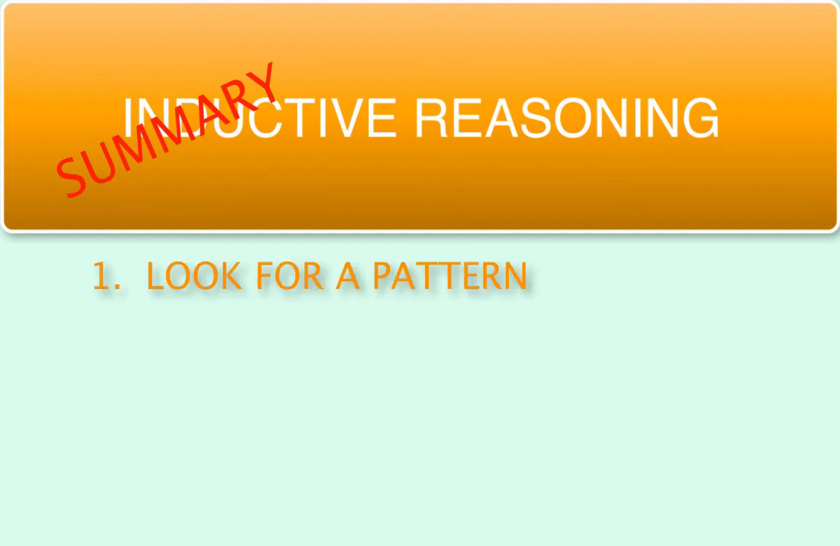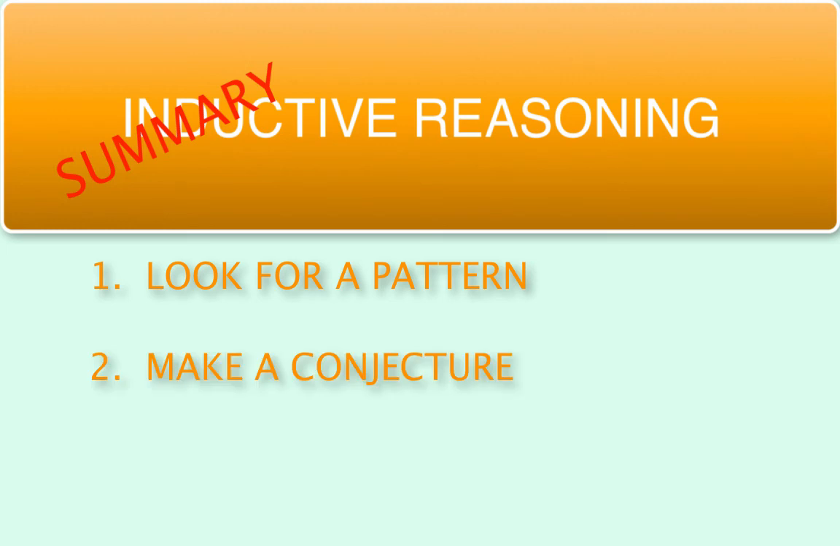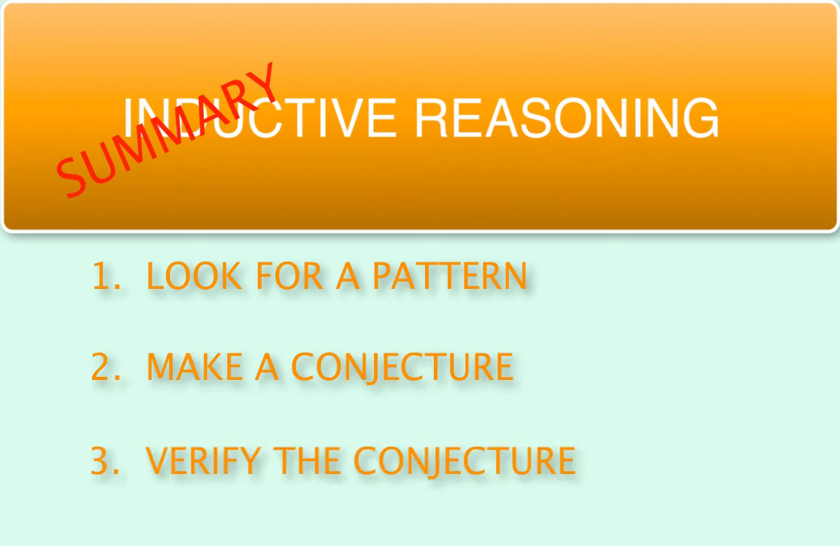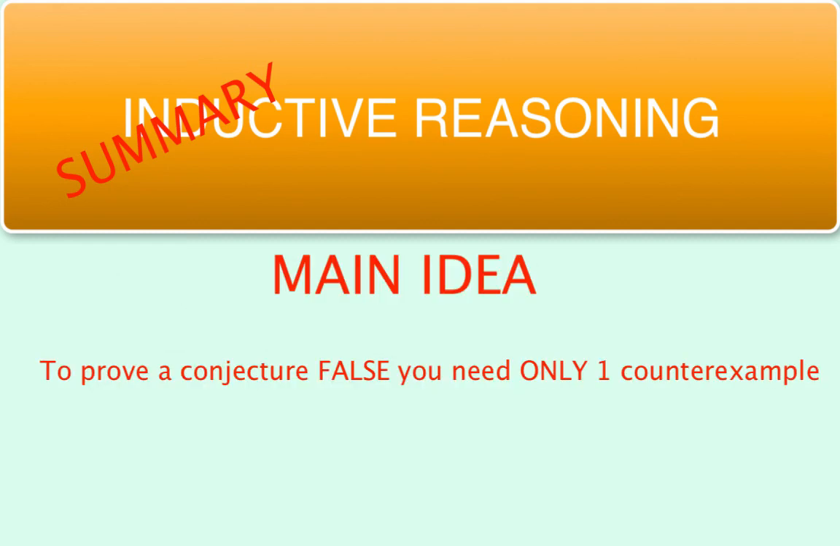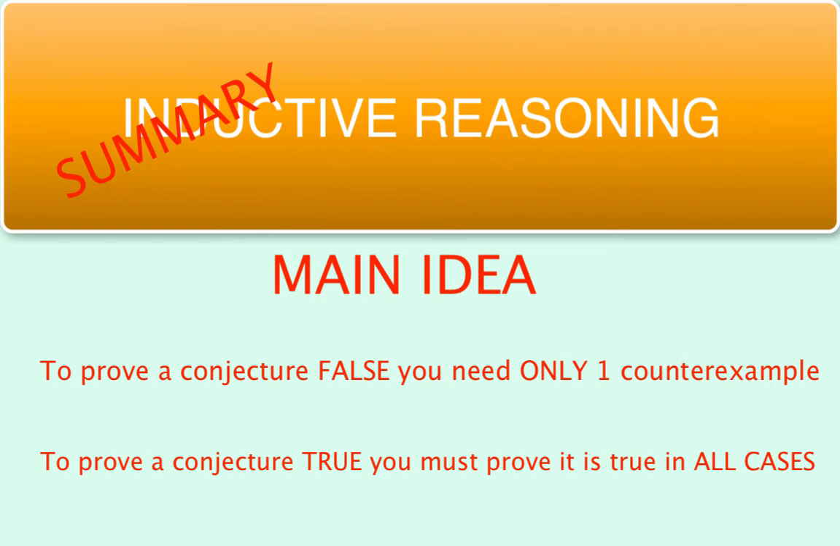So in summary, inductive reasoning is a three-part process. 1. Look for a pattern. 2. Make a conjecture, or an unproven statement based upon your observations. And then 3. Attempt to verify that conjecture, saying it's either true or false. But remember, to show your conjecture false, you need only one counterexample. But to show that conjecture is true, you must show that all of the cases are true.